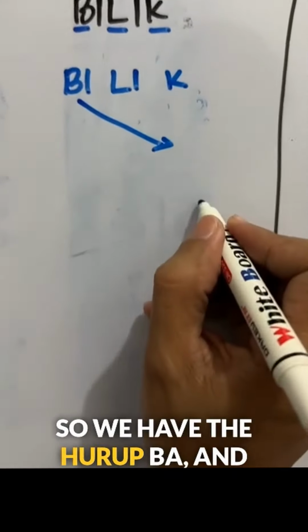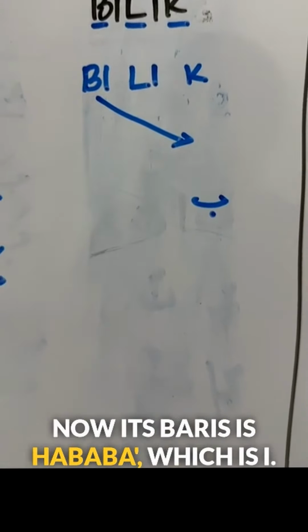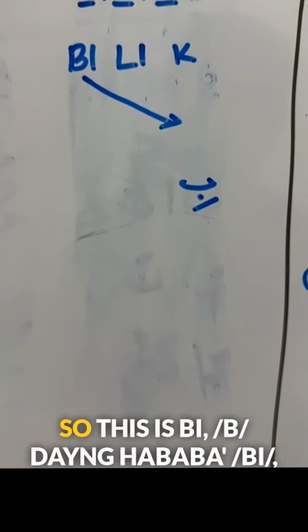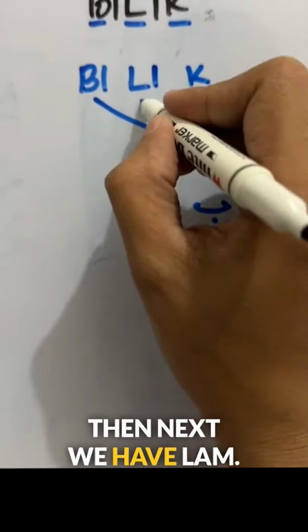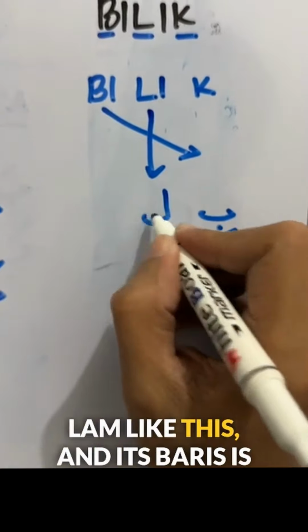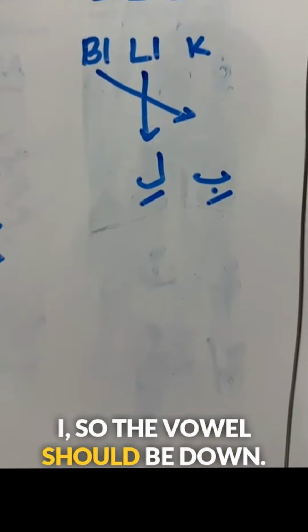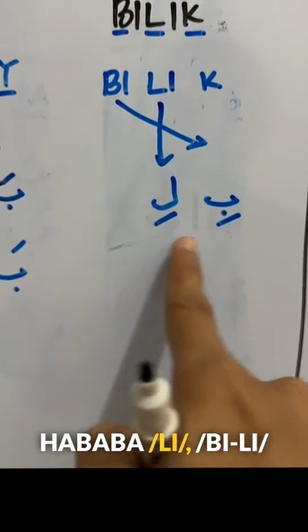So we have the huruf ba, and now its baris is ba, which is E. So now we write the vowel below. So this is B. Ba ding hababa, B. Ba baris hababa, B. Then next we have lam. Lam like this, and its baris is E. So the vowel should be down. Ba ding hababa, B. Lam ding hababa, li, bili.